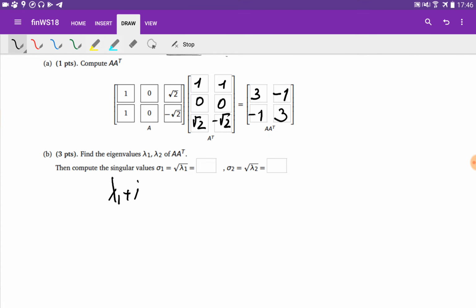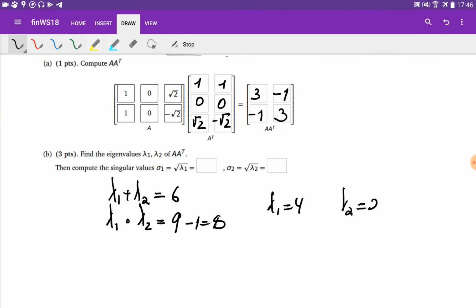The sum of the eigenvalues is equal to 6. The multiplication of its eigenvalues is equal to the determinant, which is going to be 9 minus 1, which is equal to 8. So it's clear from here that the first eigenvalue is equal to 4, the second eigenvalue is equal to 2, since the sum is equal to 6, and the multiplication is equal to 8. So the first singular value is going to be the square root of the first number, which is 2. The second singular value is going to be the square root of 2.